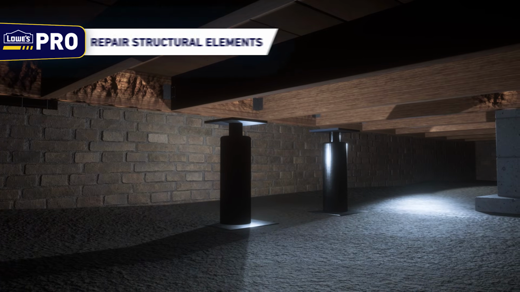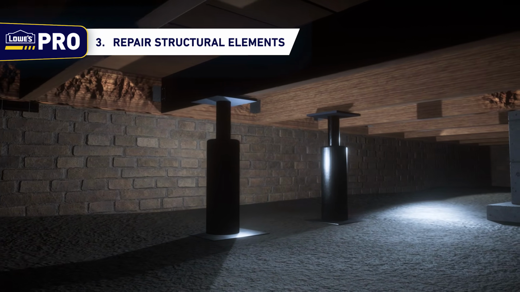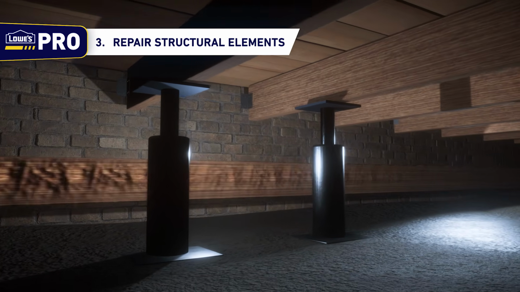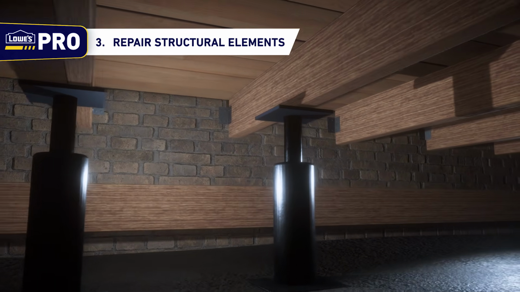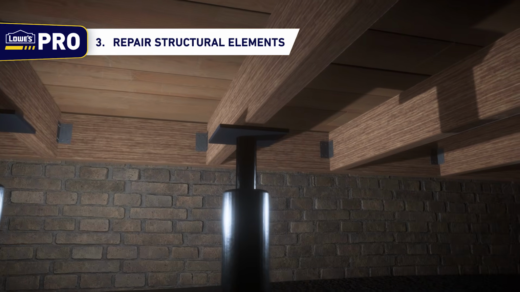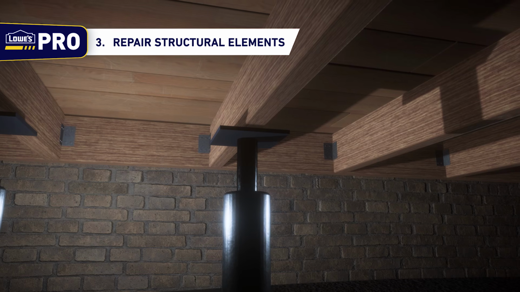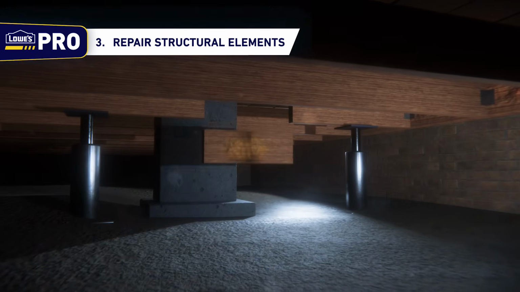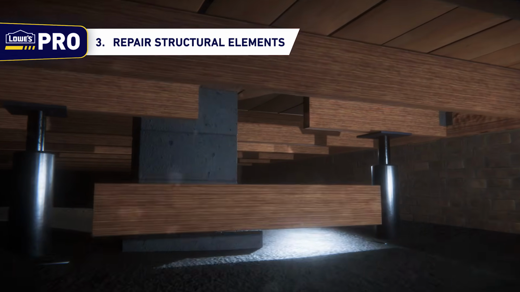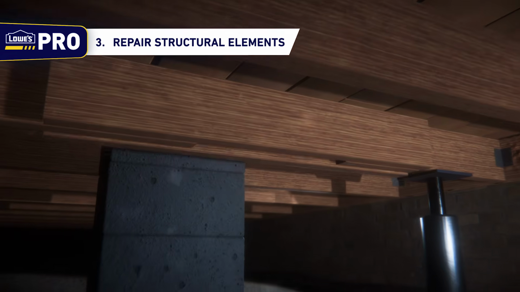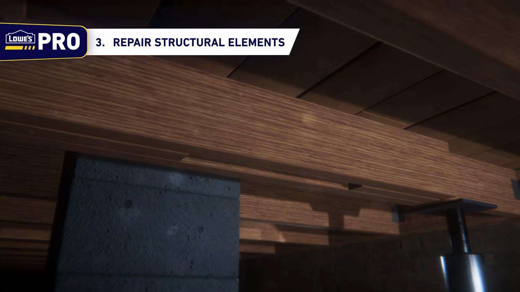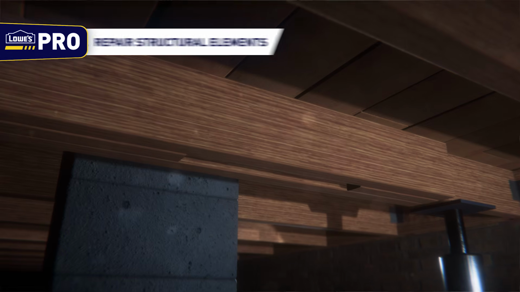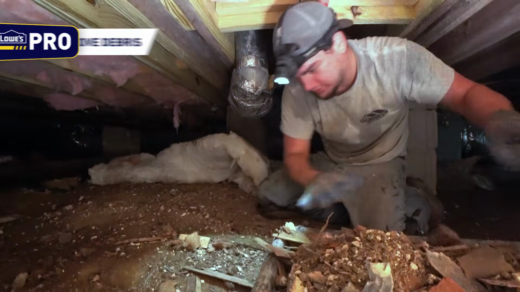Step 3. Repair structural elements. If the project requires it, the next step is to remove and replace any rotten wood in the crawlspace. This includes girders, floor joists, band joists, and any rotten portions of the subfloor. Make sure to provide any necessary support when replacing portions of rotten wood until new lumber can be properly sistered into place.